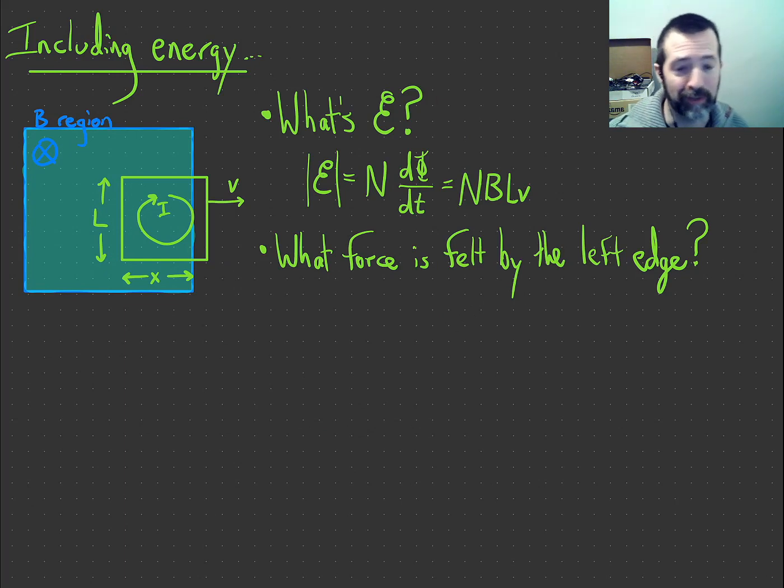Oh, I guess when I wrote this out before, I left it as just n. So if n isn't 1, then you just need to have the n still there. All right, next question. How much force is felt by the left edge of the loop? I'm talking about magnetic force here. Magnetic force.